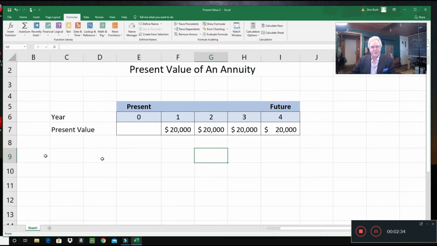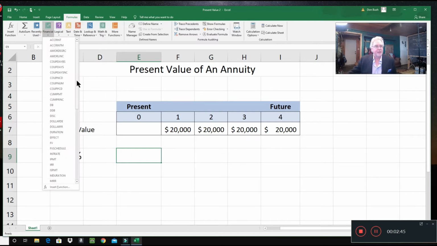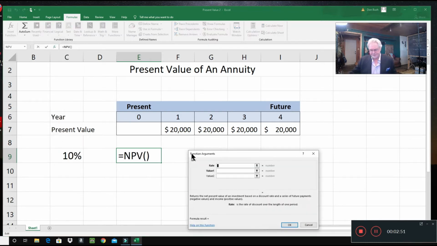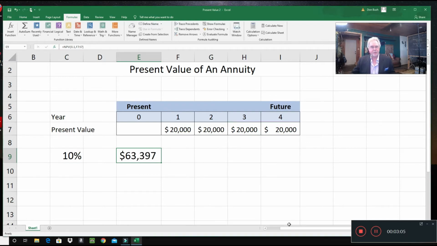Fortunately, the present value is really easy. Let's use 10% as an example. Here we go. So to find the present value, go up here to Formulas, go to Financial, and down to NPV. There you go. The rate is 10%, so either 0.10 or 10%, either way it's going to work. The value, instead of typing in these numbers, just highlight the ones you want. There you go, and hit OK. And there's the present value, folks. So in other words, this annuity of $20,000 here is worth $63,397.